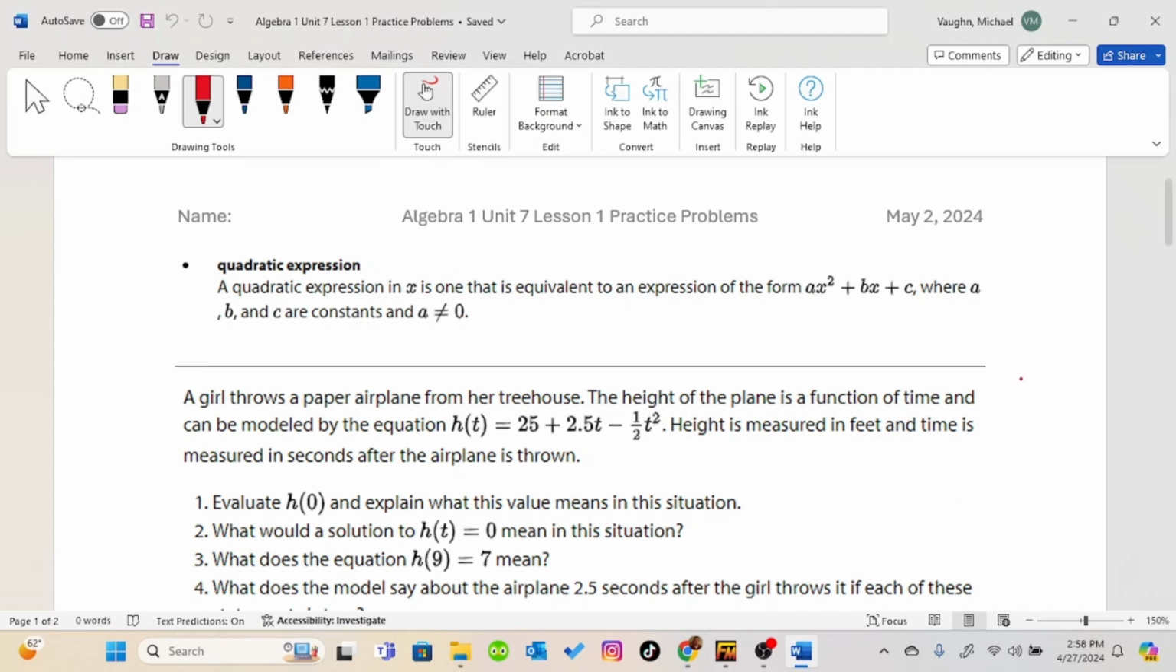Welcome to Algebra 1, Unit 7, Lesson 1, Practice Problems. This will be the last unit that we cover this school year.